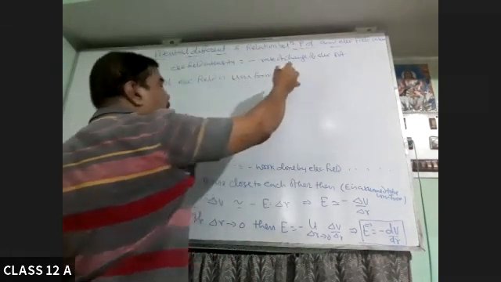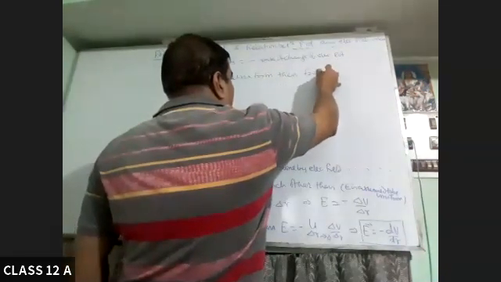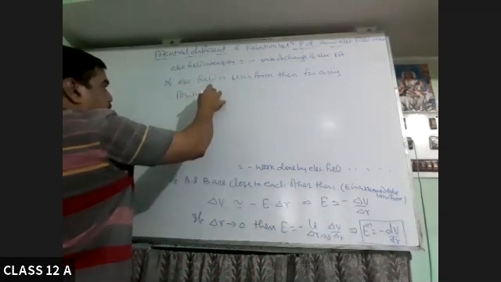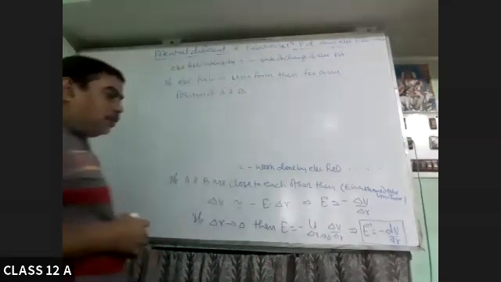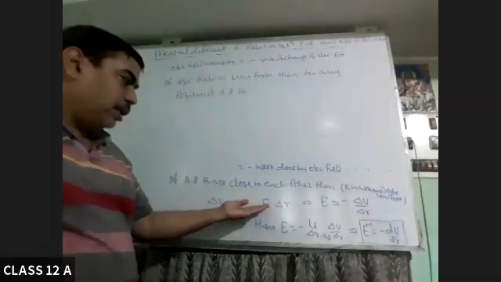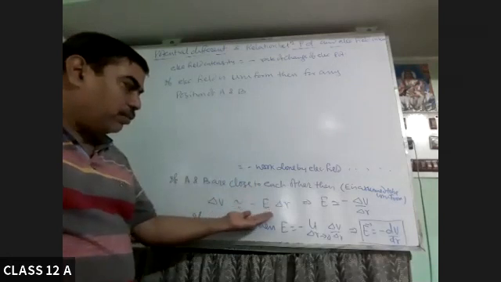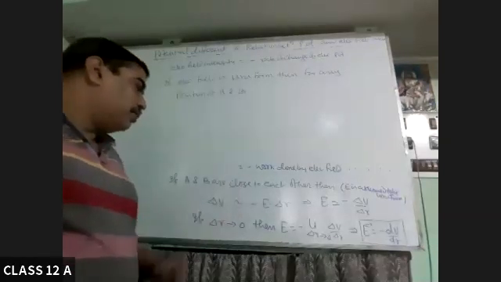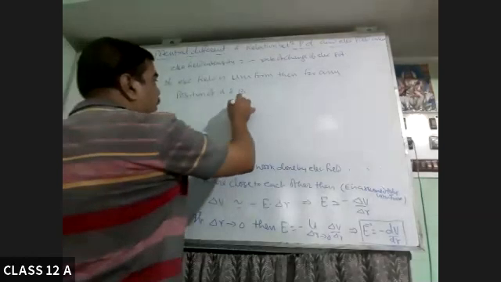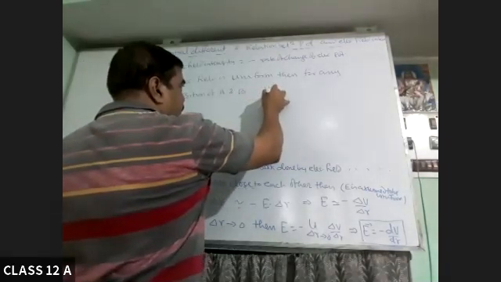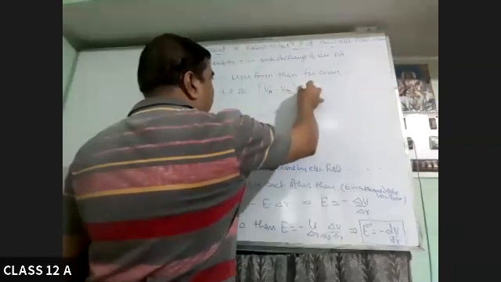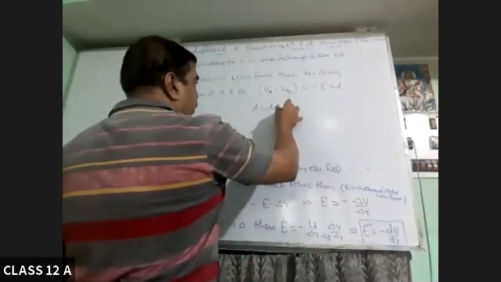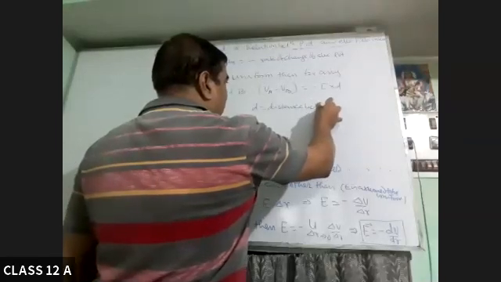If electric field is uniform, then for any position of A and B, so in that case what will be? If E is uniform, then work done will be what? Force into displacement, whatever the displacement may be. So for any position of this one, it is valid. So in that case, this VA minus VB will be minus of E into D, where D is the distance between A and B.